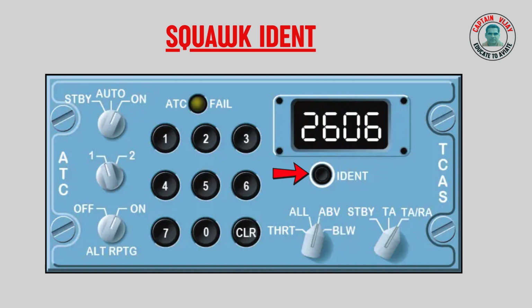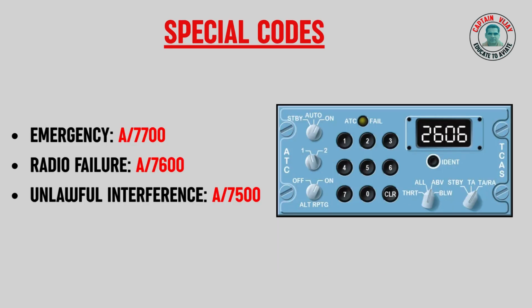A transponder can transmit 4096 different possible codes, and out of these 4096 possible codes, certain codes are reserved to indicate special situations. They are as follows and also important from the exam point of view. Mode Alpha 7700 is to be selected when there is an emergency on board aircraft. Mode Alpha 7600 to be selected if there is a radio communication failure. And mode Alpha 7500 indicates that the aircraft is under unlawful interference or it has been hijacked.